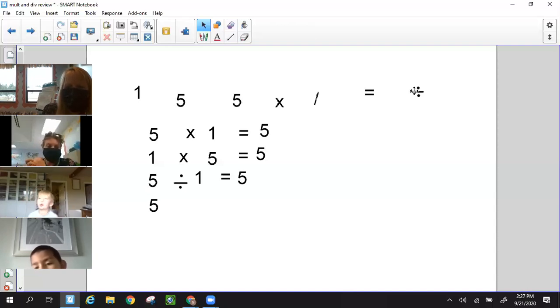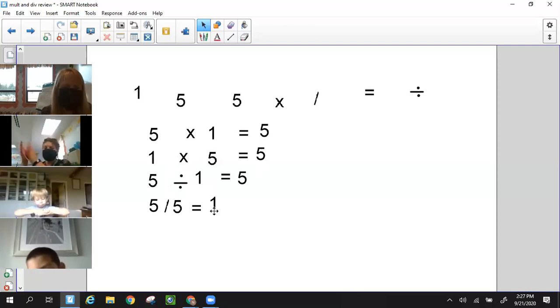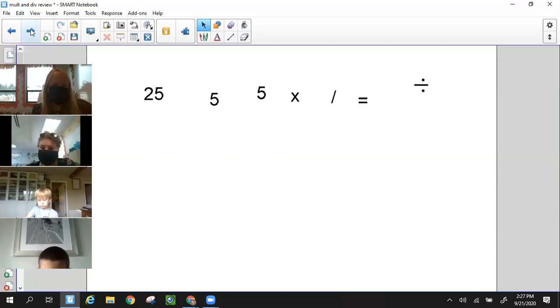5, and I'm going to use this sign this time. This also means divided, right? They've been using that in chat. Divided by 5 equals, how many 5s are in 5? 1. Looking good, Robert. Thank you for sharing. Good job, you guys. We're going to try one more because it's so exciting to see you guys actually getting it so quick now. All right, last one.